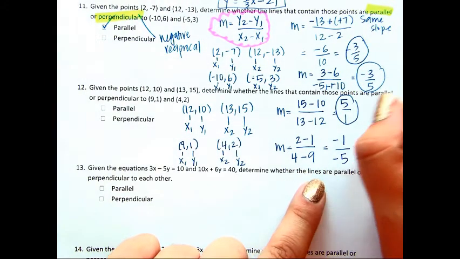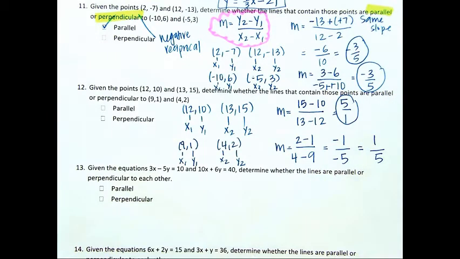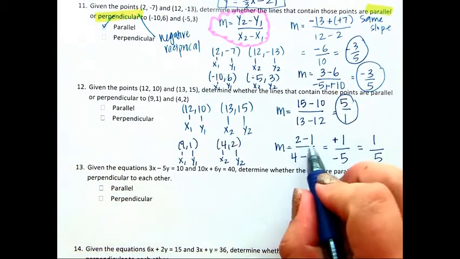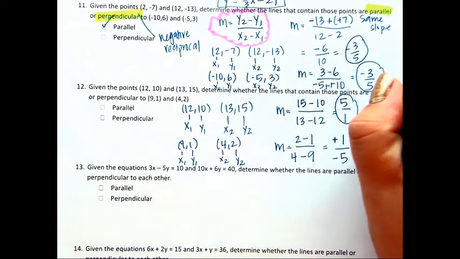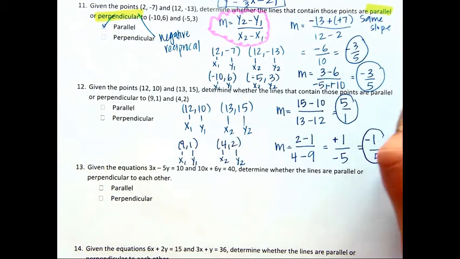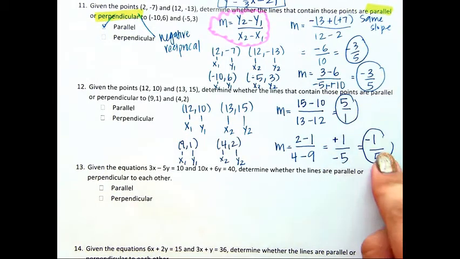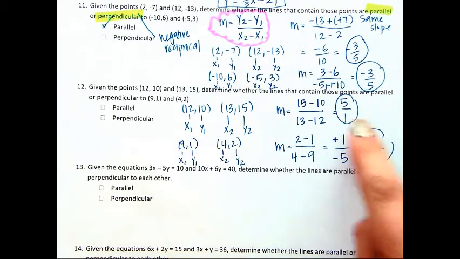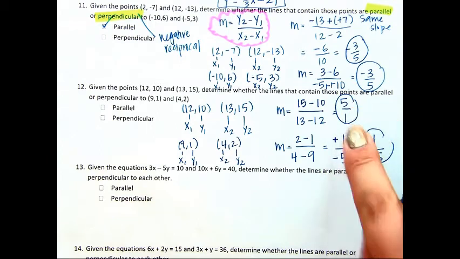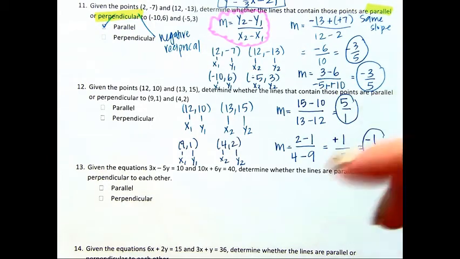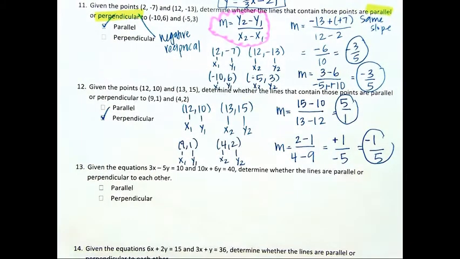So a negative divided by a negative is a positive, right? Oh, this is a positive one. 2 minus 1 is a positive 1. So we end up with negative 1/5. And those are not the same slope, but they are negative reciprocals of each other. 5 over 1, taking the reciprocal is 1 over 5, and then we take its opposite. So this one would be perpendicular.